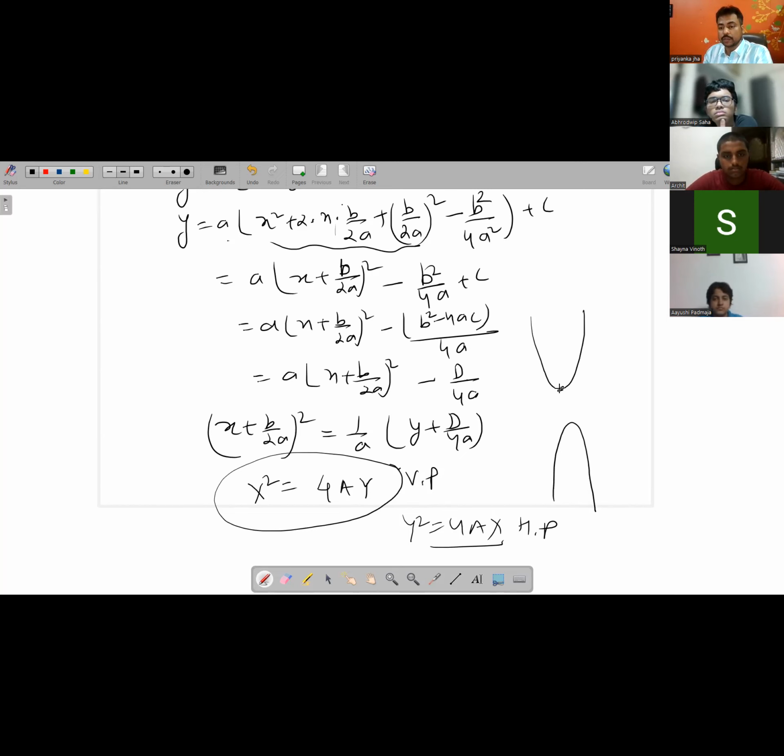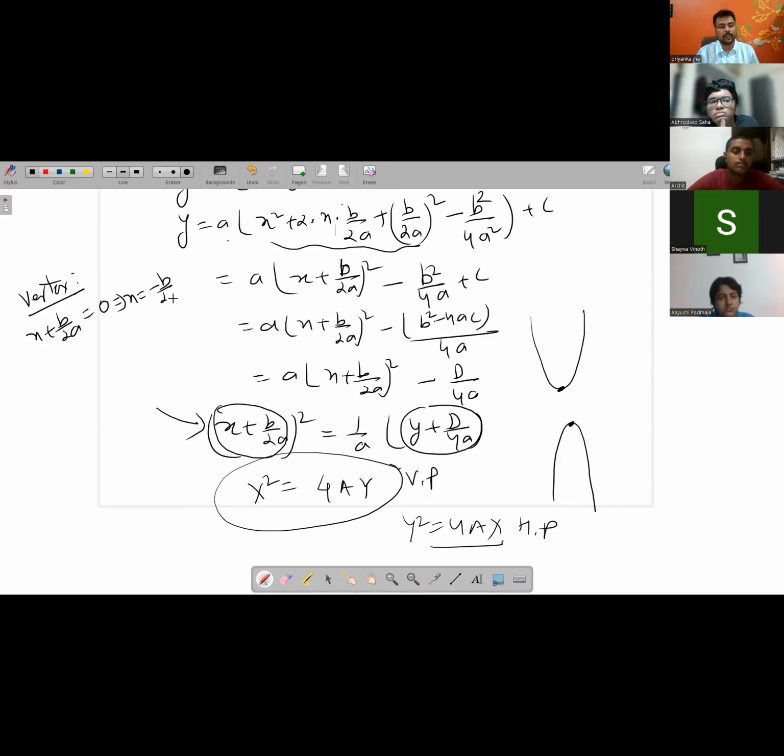And this thing is known as the vertex of the parabola. How to find the vertex of the parabola? For that, in this equation, we equate this term and this term to 0 to find the coordinates of the vertex. Equate x plus b by 2a to 0, so you'll get x equal to minus b by 2a, and y plus D by 4a to 0, so we'll get y equal to minus D by 4a. So the coordinate of the vertex is minus b by 2a and minus D by 4a.